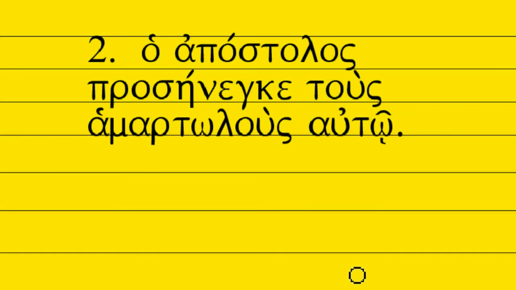The second of our exercises: the apostle brought the sinners to him. Pretty straightforward. We start off with the apostle, ho apostolos, the apostle. Here is the word prospherō, I bring to. We know it's going to be in the aorist, so the aorist of pherō is ēnegka, but remember it takes first aorist endings. So here we're going to have ēnegka. The prosēnegka, therefore, is derived from prospherō.